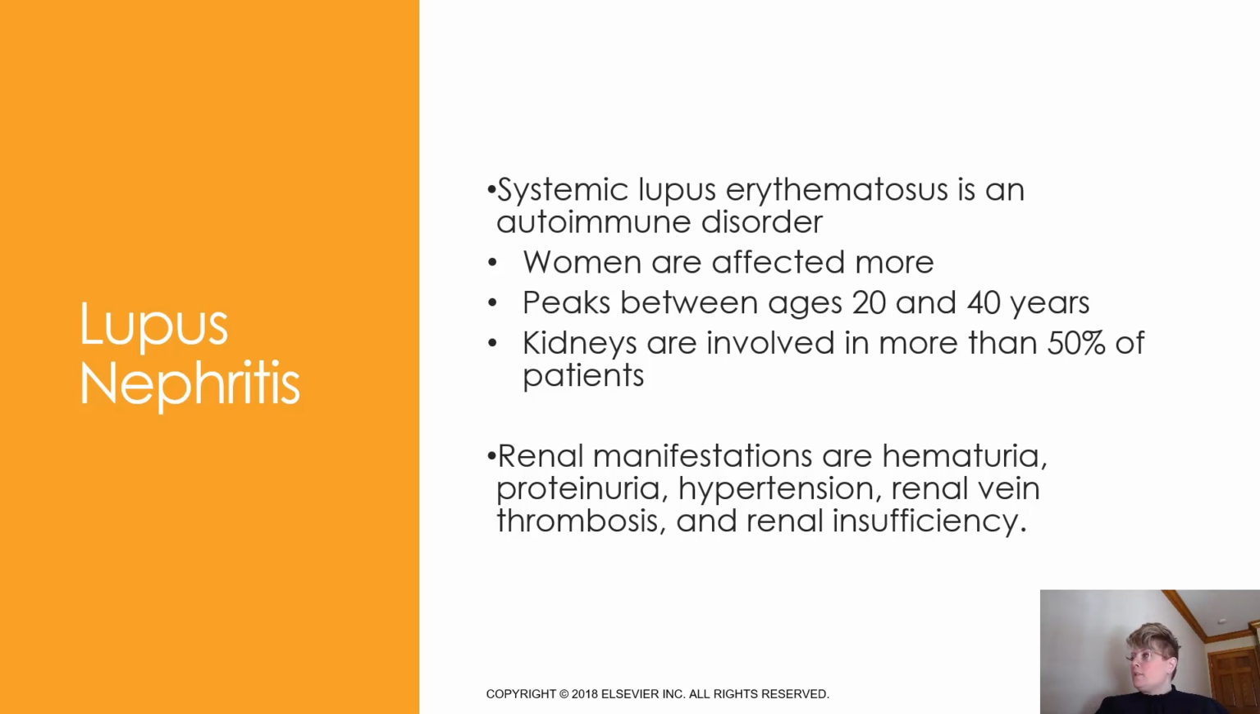As far as patients who are more likely to have lupus, it's going to be women, and it usually peaks somewhere between the ages of 20 and 40. And half of these women are going to have some sort of issue with their kidneys. So lupus quite commonly kind of attacks the kidneys. Some other things that happen with lupus nephritis is, again, blood in the urine, protein in the urine, high blood pressure, and one that sticks out on this one is renal vein thrombosis. And then, of course, the kidney is not going to function as well either.